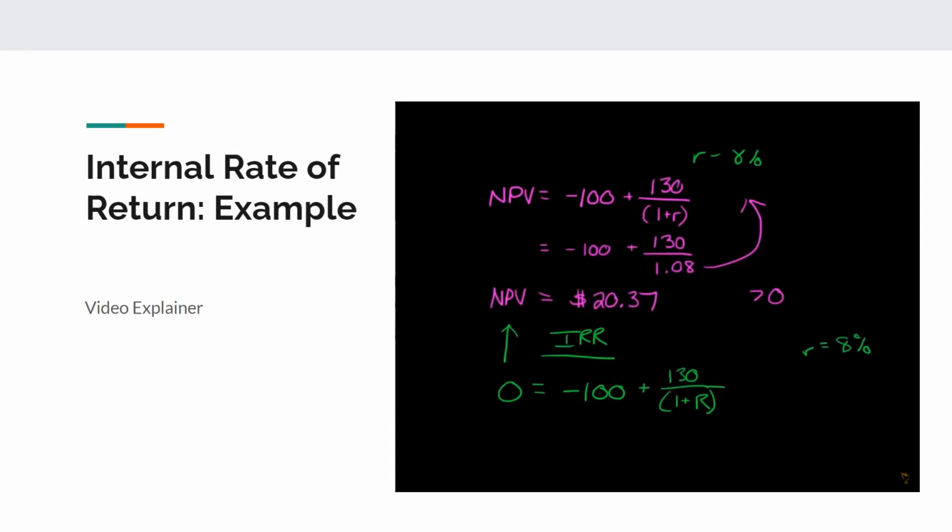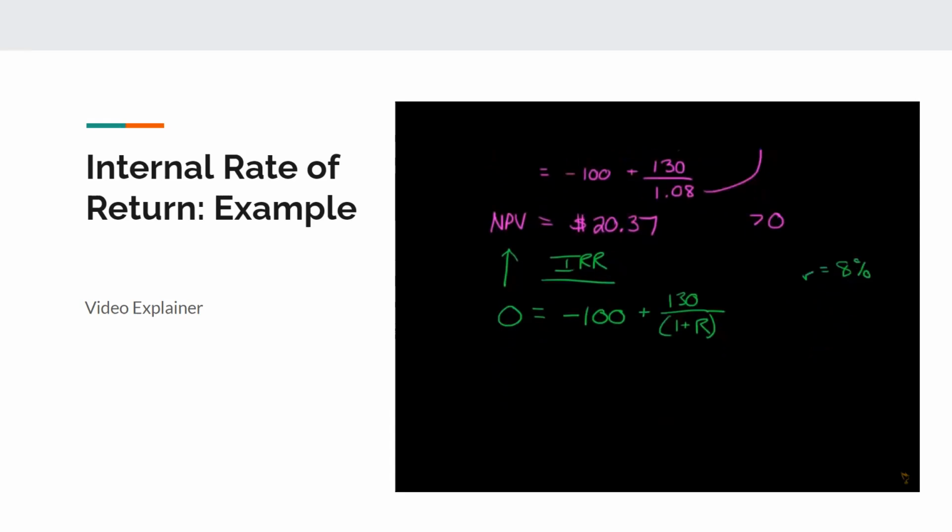So let's go ahead and solve this for a second. Ultimately, we're setting the NPV equal to 0, and then solving for the R that would make this equation true. You can do some algebra here, but you'll end up with an R equal to 0.30. I'm going to convert that to a percent so we can easily compare these two. So the big R is 30%, and the little r is 8%.